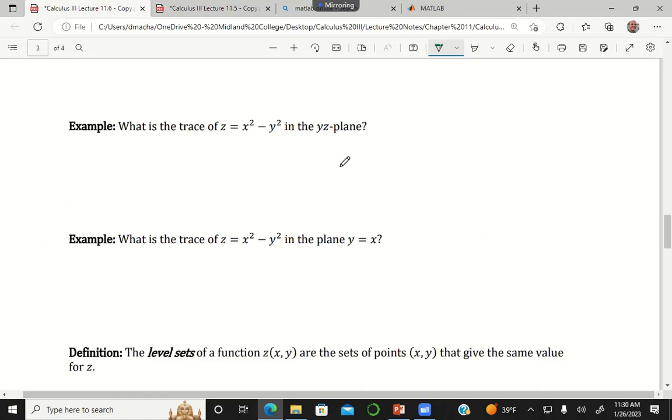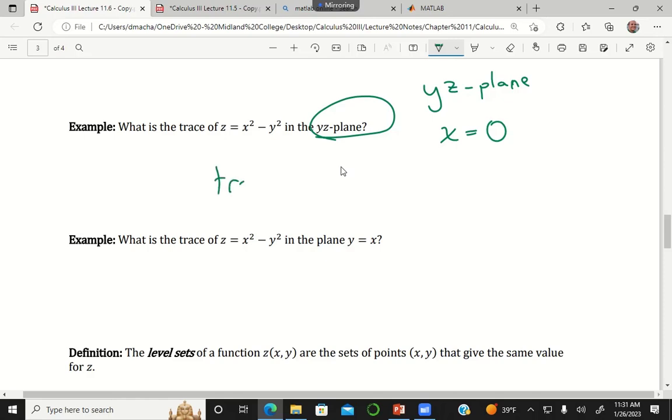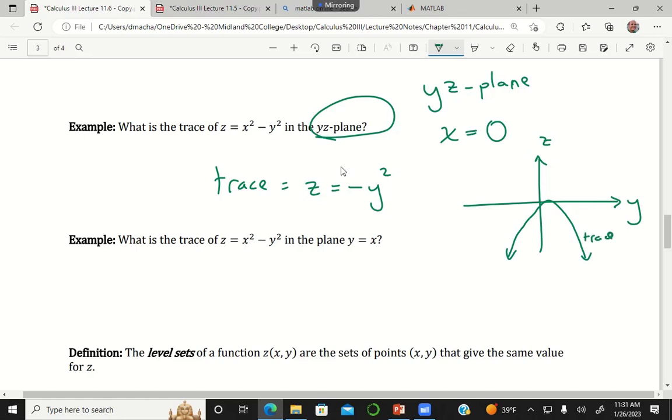Then what would be the trace of z equals x squared minus y squared in the yz plane? So the yz plane, what variable is constant? X. And x is equal to 0. So the trace of this is going to be z equals negative y squared. So here's my yz plane. The trace is going to be this downward facing parabola, because the parabola is z equals negative y squared.